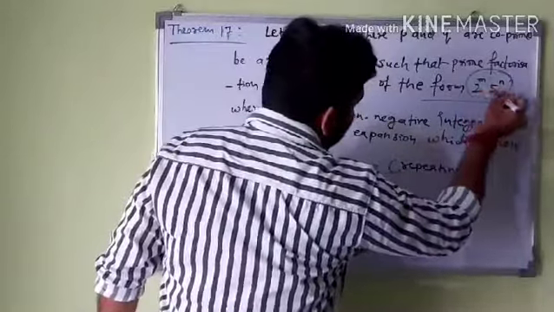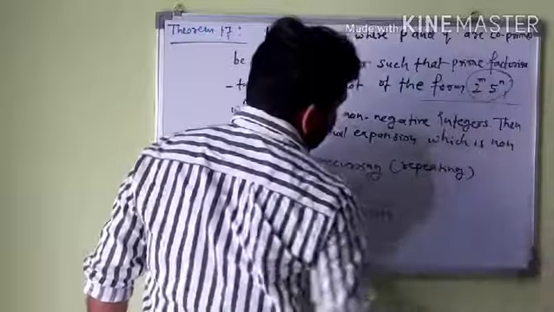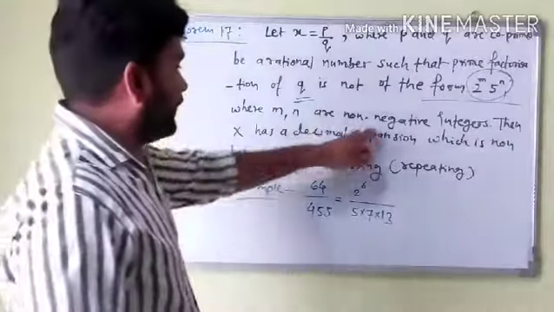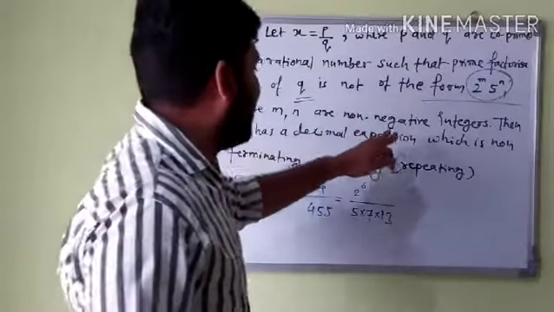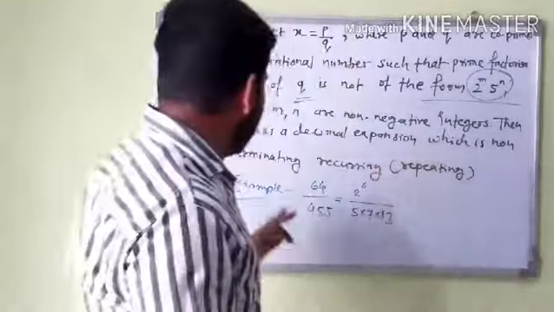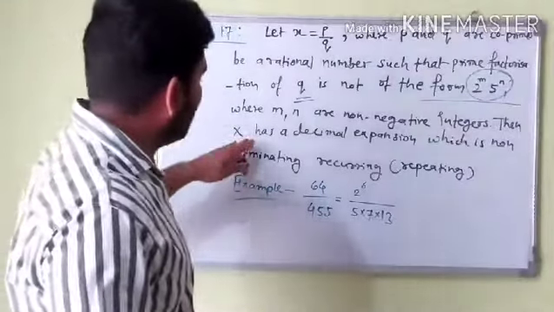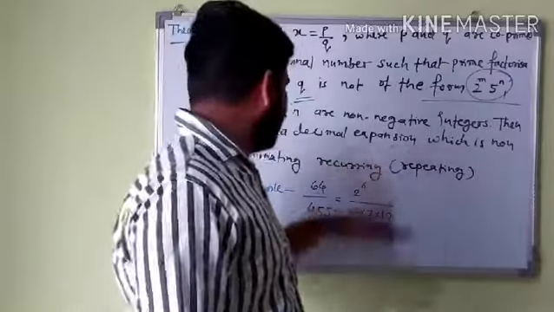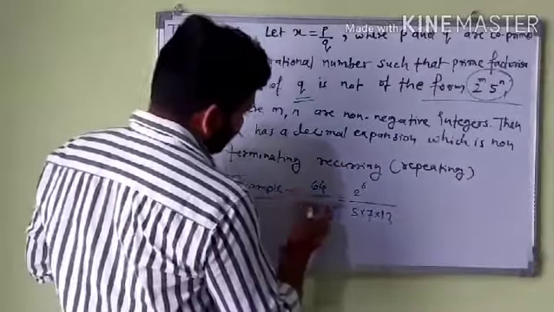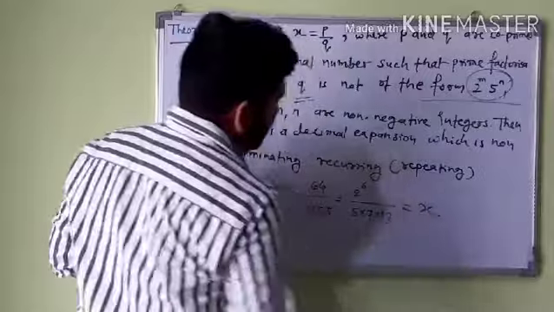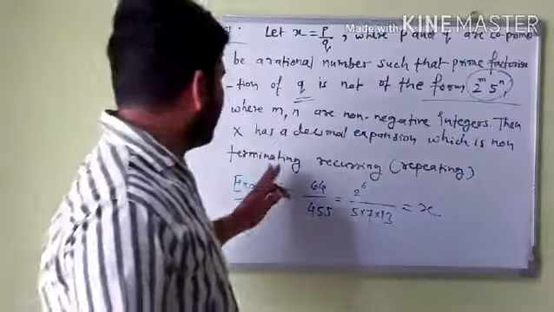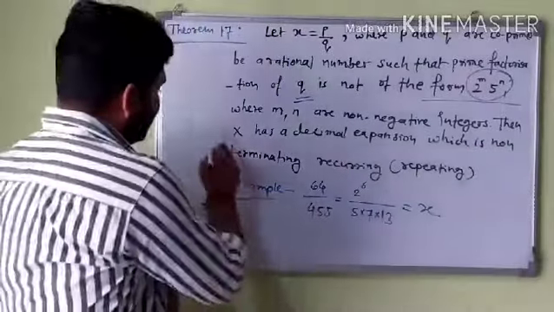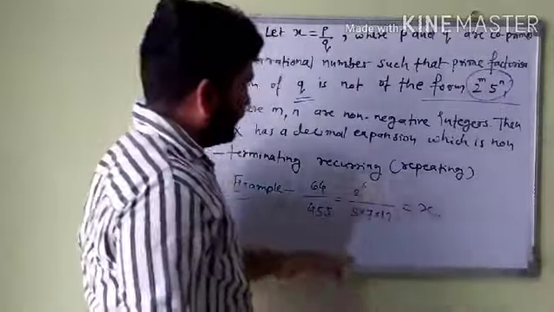If the prime factorization of q is not in the form of 2 to the power m and 5 to the power n, where m and n are non-negative integers, that means the decimal expansion of x will be non-terminating, recurring, repeating decimal expansion.